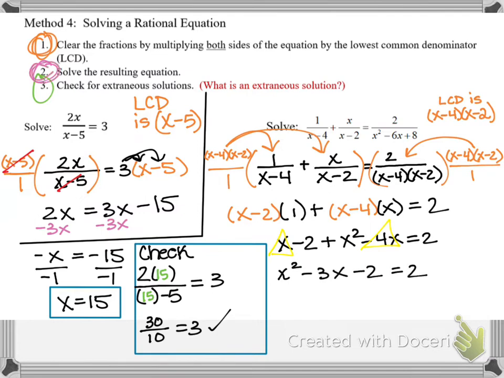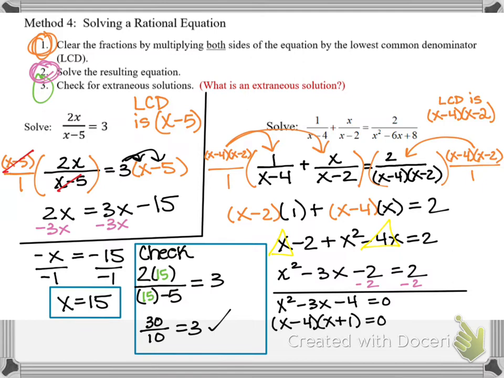And so now I'm at the step where I want to solve the resulting equation. This time the equation is quadratic, so I want to set it equal to 0 by subtracting 2 from both sides. So then I have x squared minus 3x minus 4 equals 0. So now I want to factor. I get the binomial x minus 4 times the binomial x plus 1, and that equals 0. And then using my zero product property, I get 2 possible solutions for x.